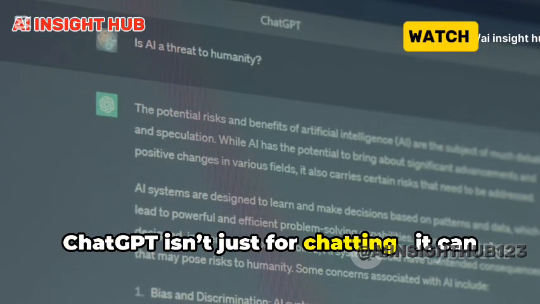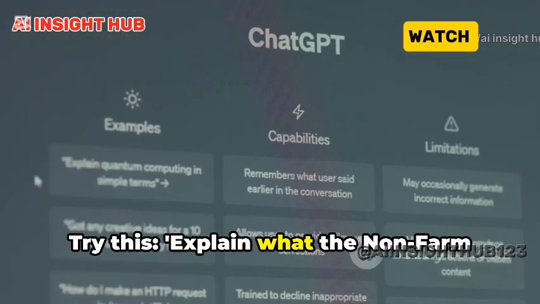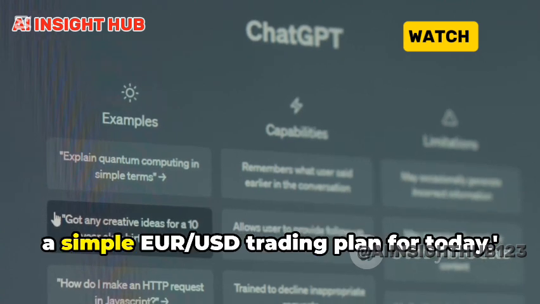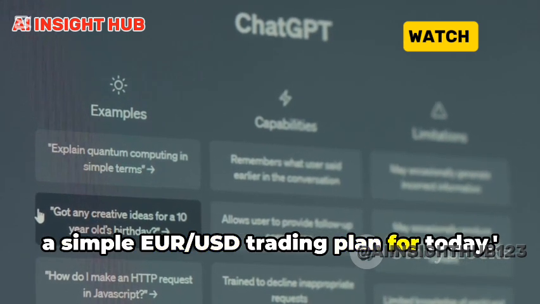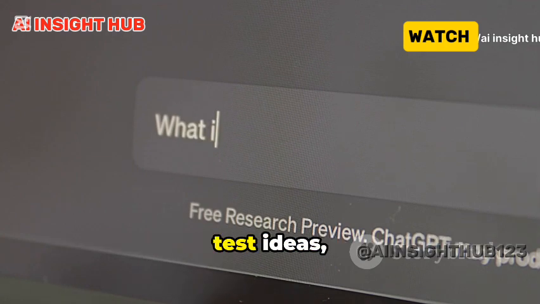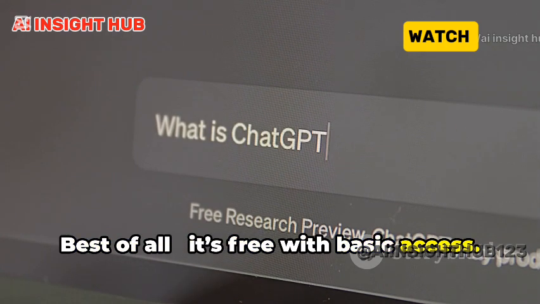ChatGPT isn't just for chatting, it can actually help you make sense of the markets. Try this: Explain what the non-farm payroll data means for USD. Or, give me a simple EUR/USD trading plan for today. Use ChatGPT to summarize Forex news, test ideas, or build strategies. Best of all, it's free with basic access.